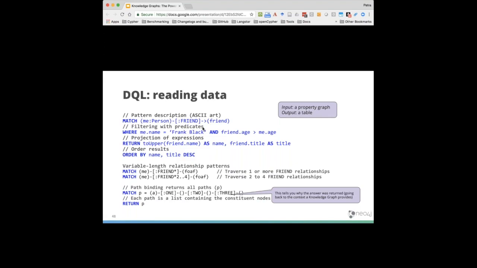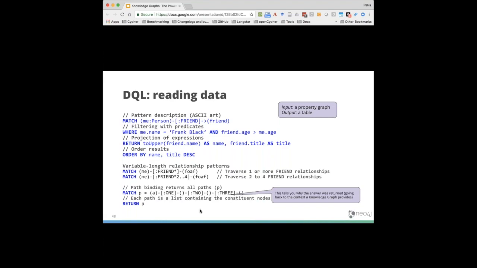Very important to note is that Cypher today takes as input a property graph and it outputs a table. So if you're wondering what the return statement actually returns to you, it essentially is a table. It will be the usual columns and rows. But a bit more about that in a moment.